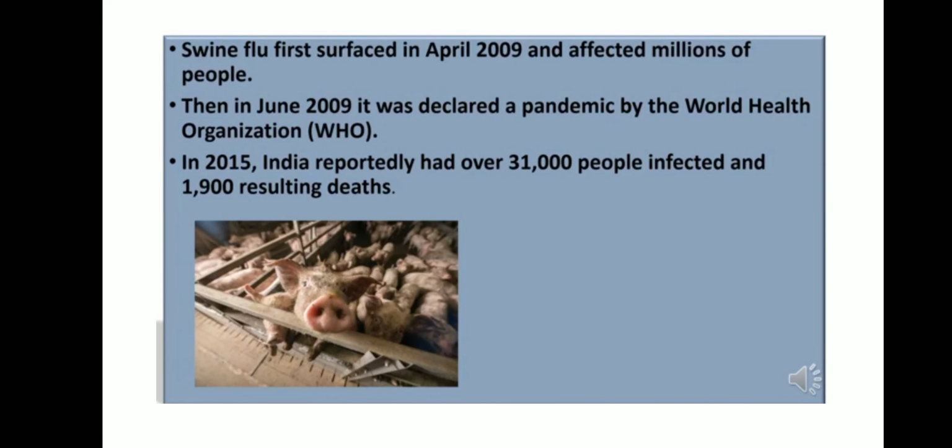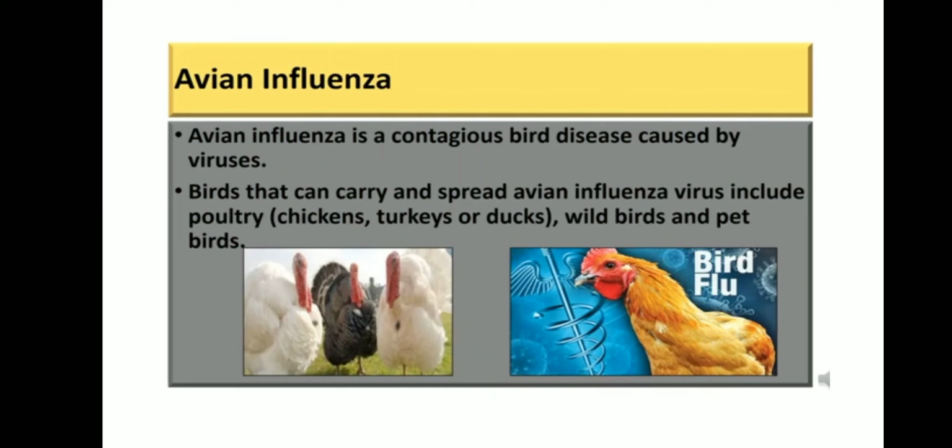Then next we are going to see about avian influenza. Avian influenza is a contagious bird disease. Contagious in the sense it can spread from one to another. Here it is spreading from birds. It is also caused by a virus. Birds that can carry and spread avian influenza virus include poultry, for example chickens, turkey or ducks. Not only that, wild birds and even pet birds.